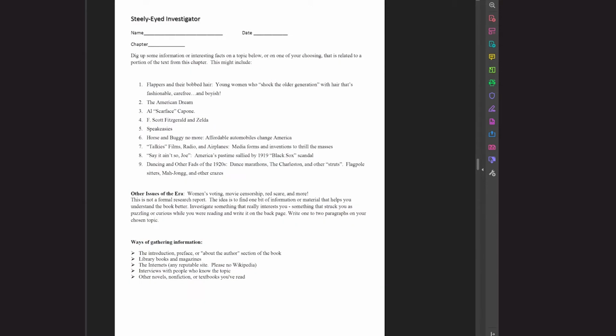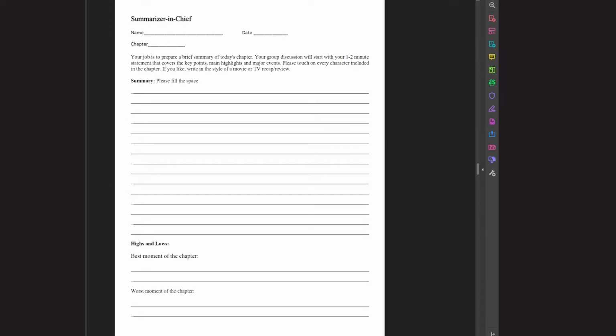Every chapter we rotate by turning a page in the Lit Circle document. Thus, every kid will play every role. It works, and I recommend it.